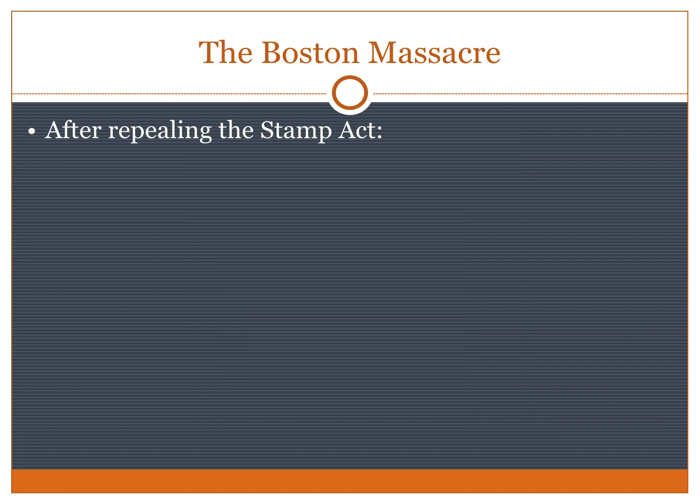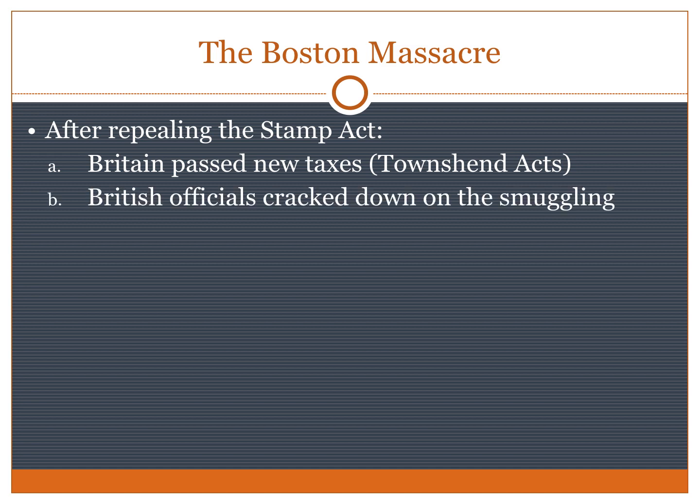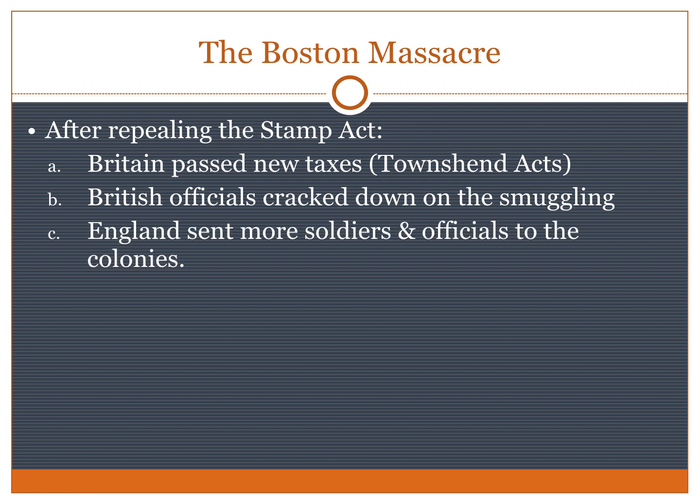So after repealing the Stamp Act, we know that Britain passed new taxes on the colonists. They were called the Townshend Acts, and they related to a lot of goods that colonists might be using. British officials also cracked down on smuggling that was going on in the colonies. And the next thing that happened is the English are going to send a lot more soldiers and officials to the colonies. You could say that these soldiers and officials might be there to protect the colonists from any dangers, but you could also say that the soldiers and officials were there to enforce these new acts.